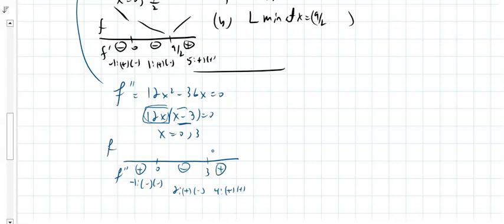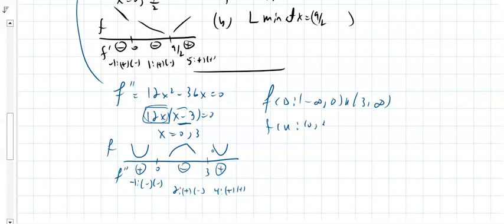So if the second derivative is positive, the function is concaving up. We know that f is concaving down from negative infinity to 0 union with 3 to infinity, and we know that f is concaving up from 0 to 3, oh, I messed up big time. I swapped those. F is concaving up on those and it's concaving down, and we have inflection points at 0 and at 3.